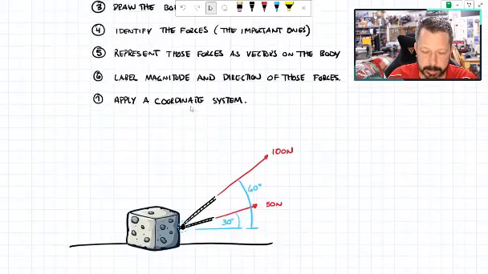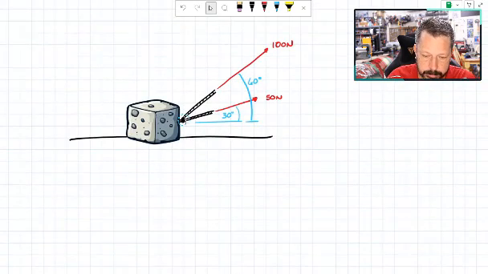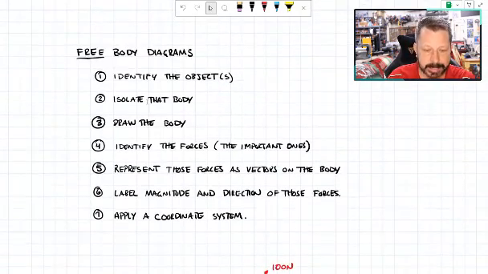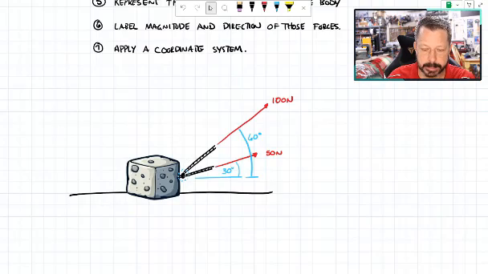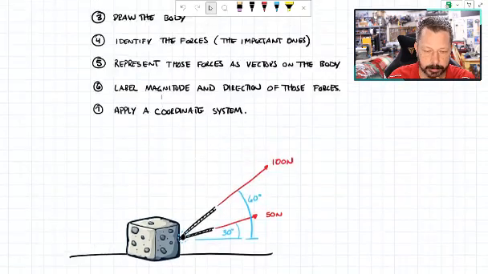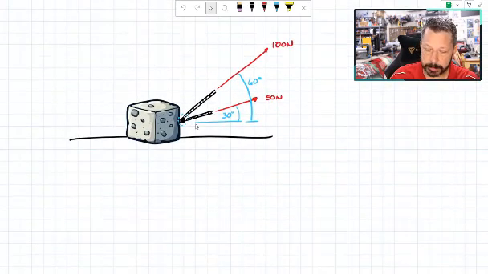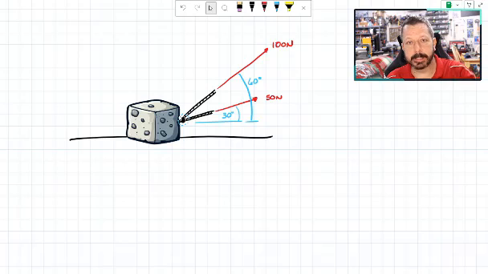So I'm going to say the object is this little eye bolt that the block is connected to and the two ropes are connected to. Okay, I'm going to isolate that body. That was me drawing the little dots around it, so I kind of isolated it on the picture here. Draw that body. Now, a lot of people will think this thing that we're looking at right now is the free body diagram, but this is more like a sketch of the scenario. It's not the free body diagram because it's not free. It's connected to the ground.